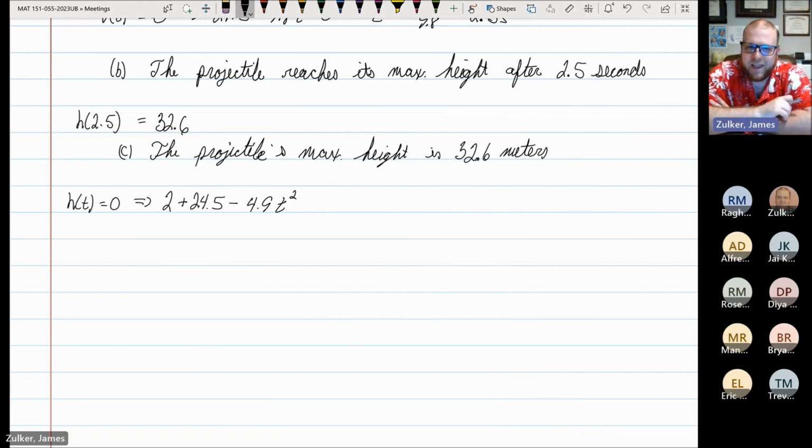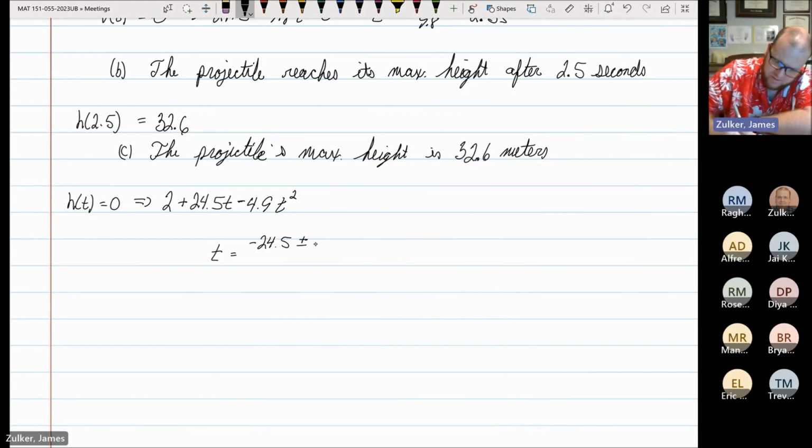Now, we could try and solve this by hand. Doing that, we'd need the quadratic equation, right? The quadratic formula. Oh, there should be a t there, shouldn't there? 24.5 t, yes. Should be negative 4.9.